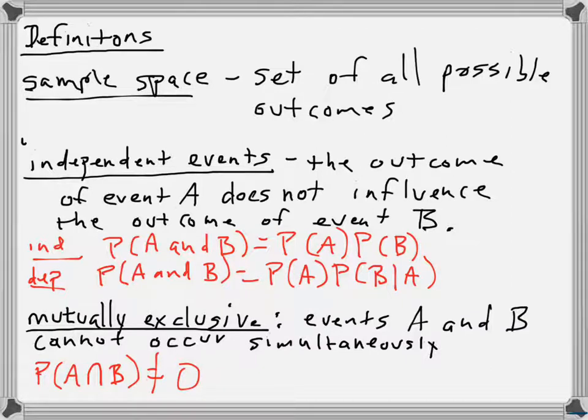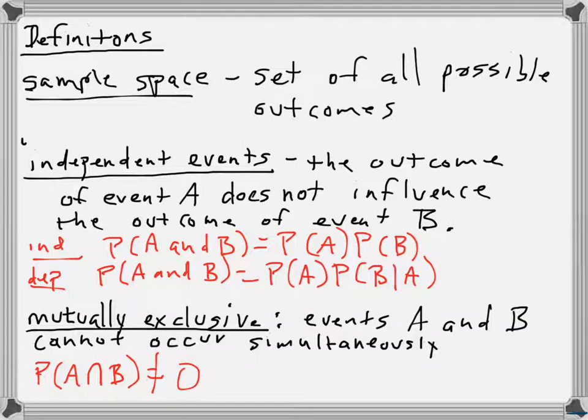And for dependent events, we say that the probability of A and B is going to equal the probability of A times the probability of B, given that A happened. And I touch on that again in just a little bit.